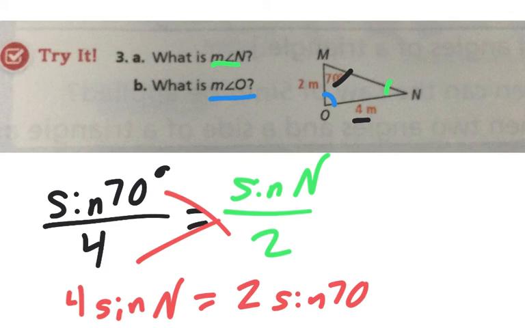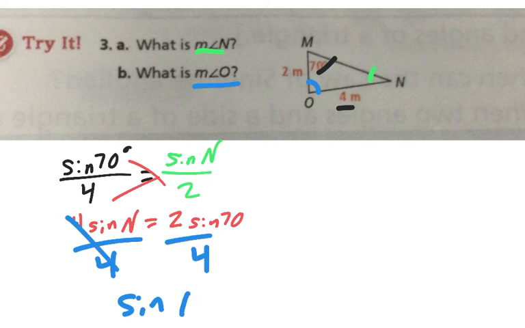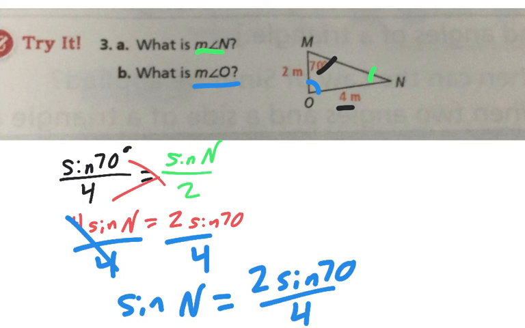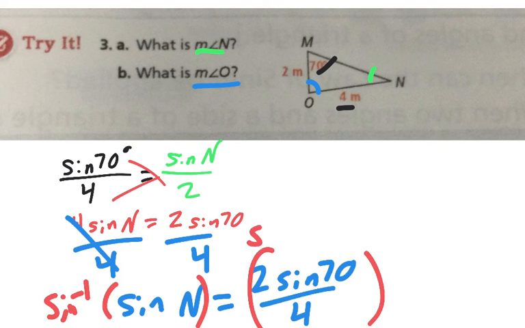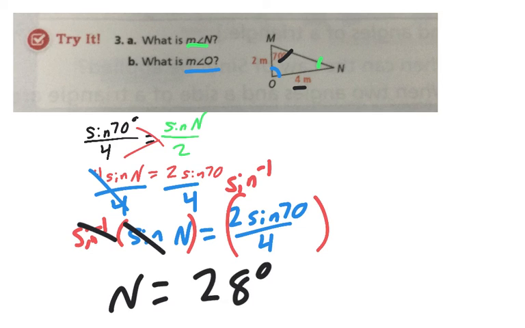And now the math follows very similarly to the last set of problems. I need to divide both sides by 4. That tells me sine of N equals 2 sine 70 over 4. And now to get N by itself, I'm going to have to take an inverse sine of both sides. So again, remember, on your calculator, you may have to hit Shift and then the sine button, or second and the sine button. So the inverse sine of sine cancels and leaves me with N. And then in my calculator, if I put in the inverse sine of 2 sine 70 divided by 4, you should get an answer that rounds to be 28 degrees.